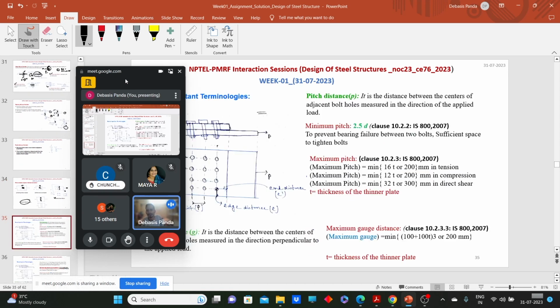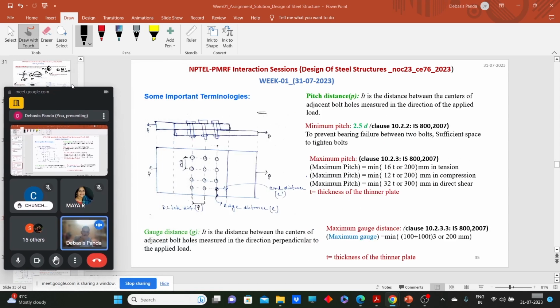Now we need to understand some terminologies before going to the problem solving session. So we have some terminologies regarding bolts. Here we have a lap connection where chain bolting is there, where three rows of bolts are there. There are two kinds of distances you can see. There is the center to center distance between these, and the center to center distance between these two. Even there are this distance and this distance.